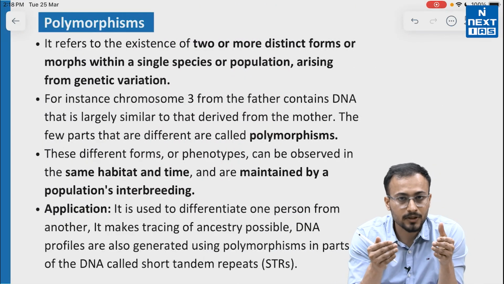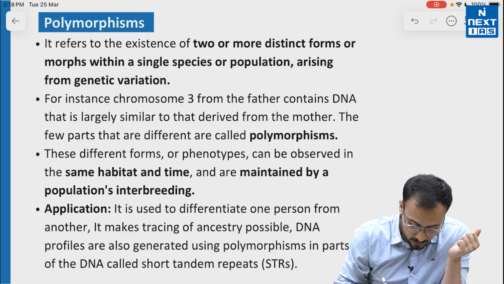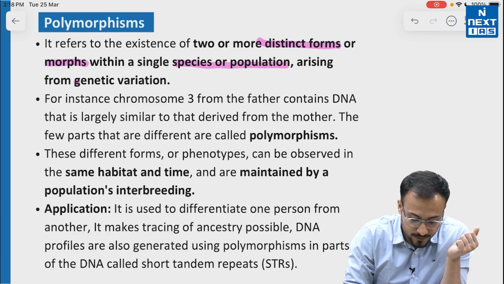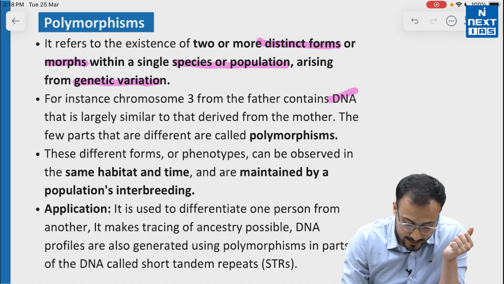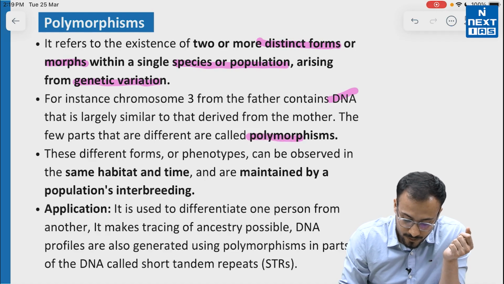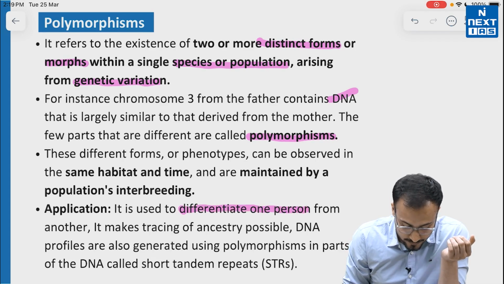Then polymorphism, the topic for which this was in the news. Polymorphism refers to the existence of two or more distinct forms or morphs within a single species or population arising from genetic variation. For instance, chromosome 3 from the father contains DNA that is largely similar to that derived from the mother. The few parts that are different are called polymorphisms. These different forms or phenotypes can be observed in the same habitat at the same time and are maintained by a population's interbreeding. Application: where can we use DNA polymorphism? It is used to differentiate one person from another.